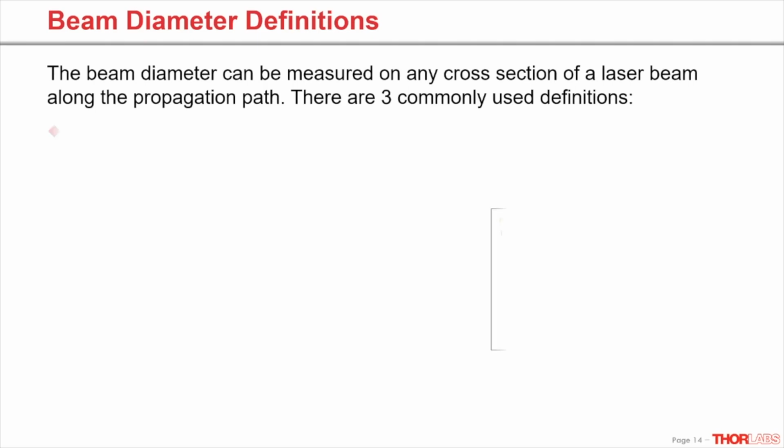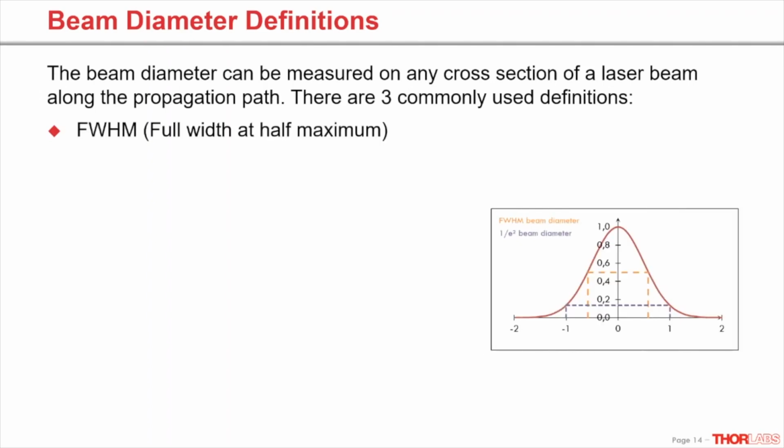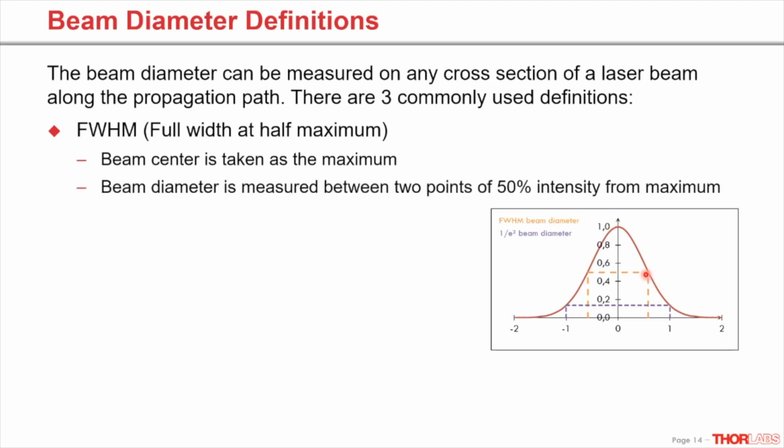The most straightforward here is the full width at half maximum, which is a common term for defining any pulse width. The beam center here is taken at the maximum, and the beam diameter is measured between the 2 points where the intensity has dropped by 50% or -3 dB. With a Gaussian beam, it means that approximately 76% of the beam intensity is within the calculated width.